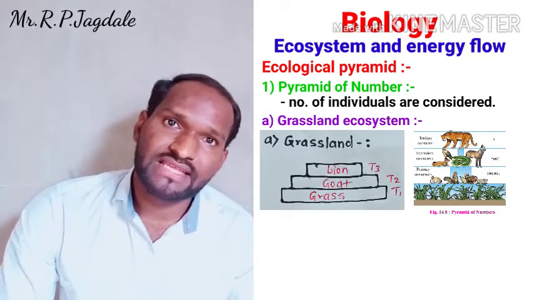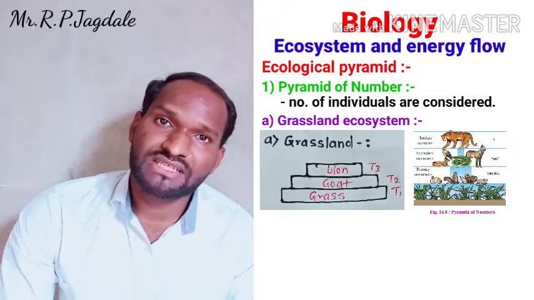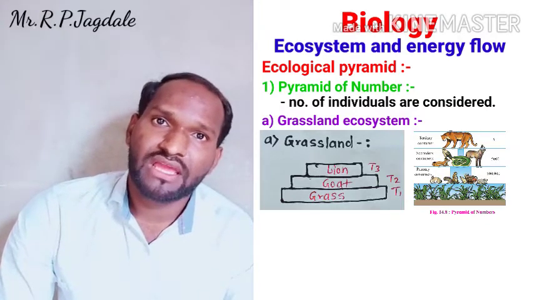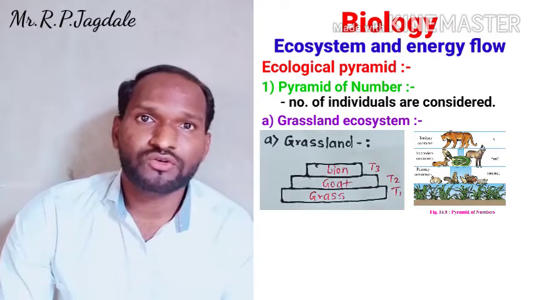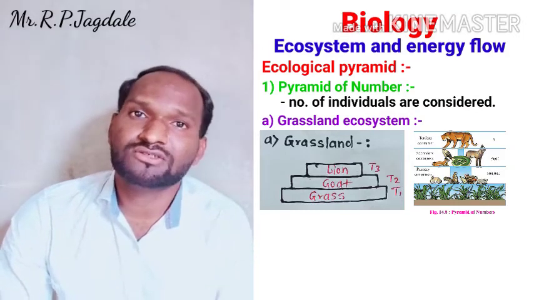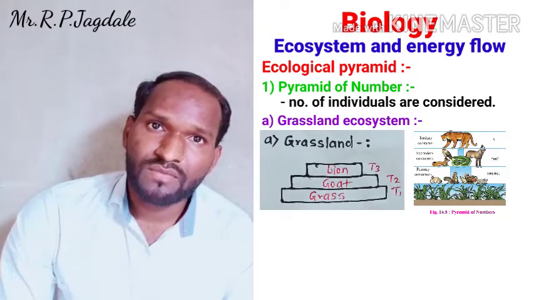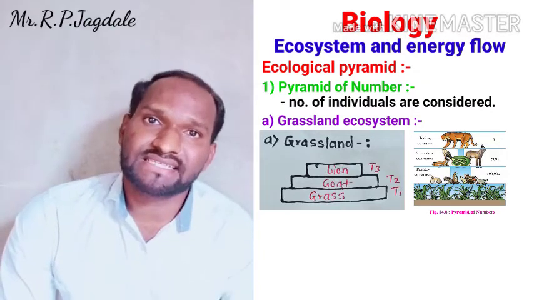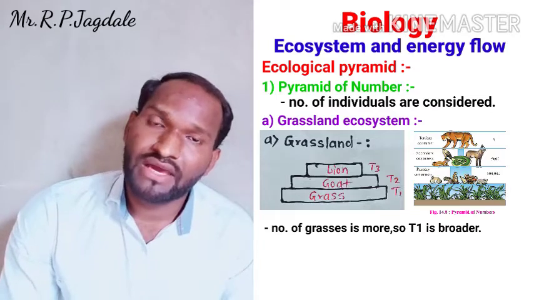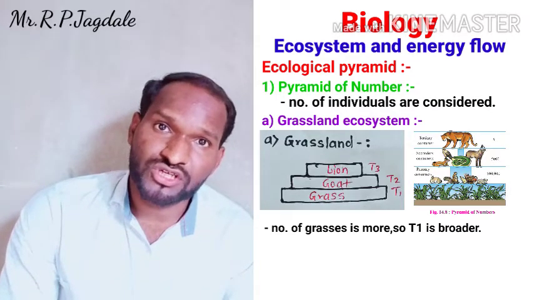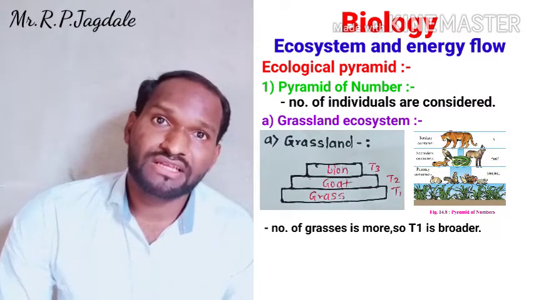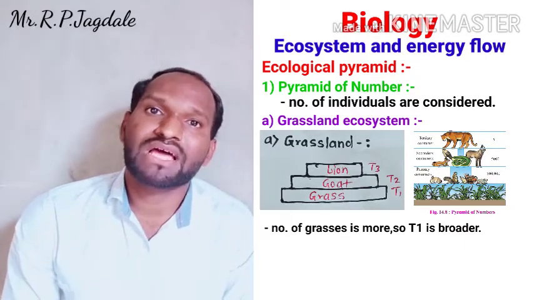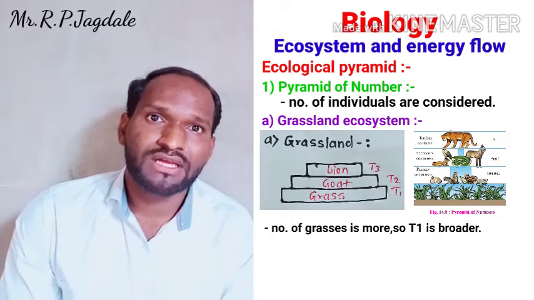At the base, on one side, you can see T1, T2 and T3. These are nothing but the trophic levels. T1 means trophic level 1, T2 means trophic level 2 and T3 means trophic level 3. Here at trophic level 1 there is a presence of grasses. Now we are considering the number of individuals. In the grassland there are lakhs or crores of grasses.